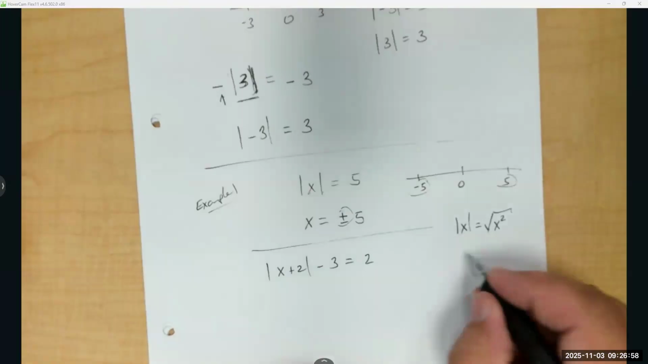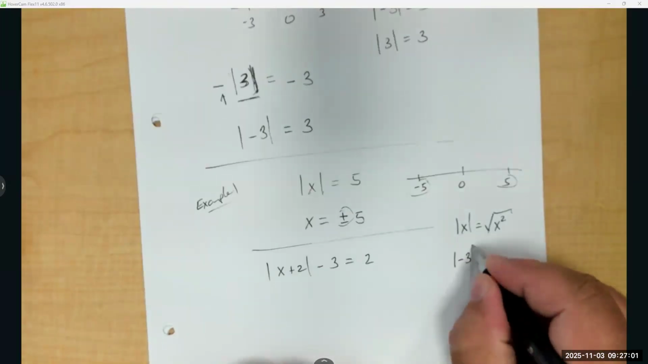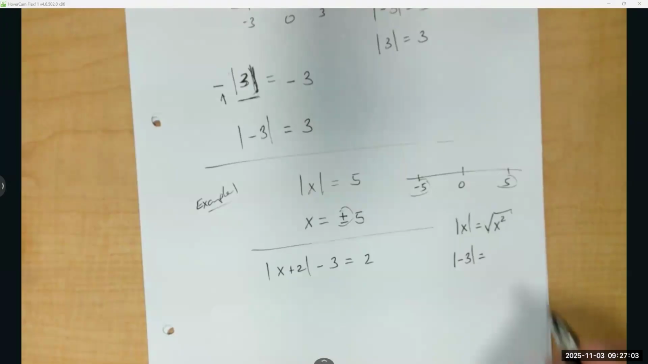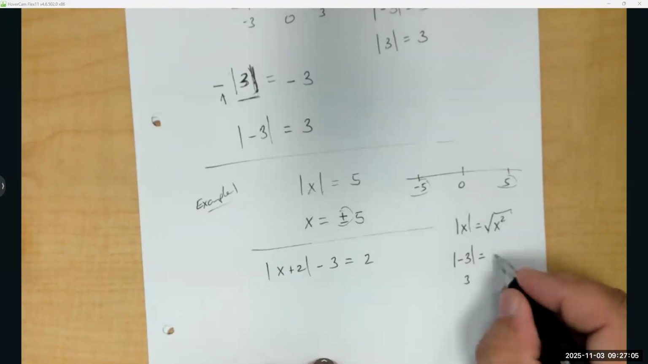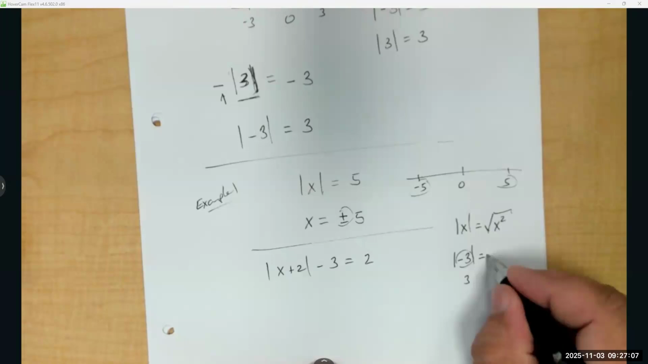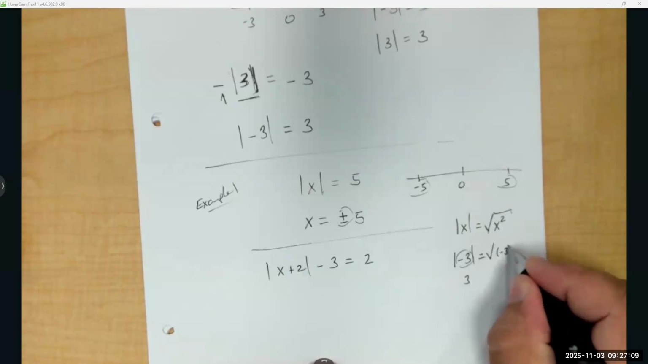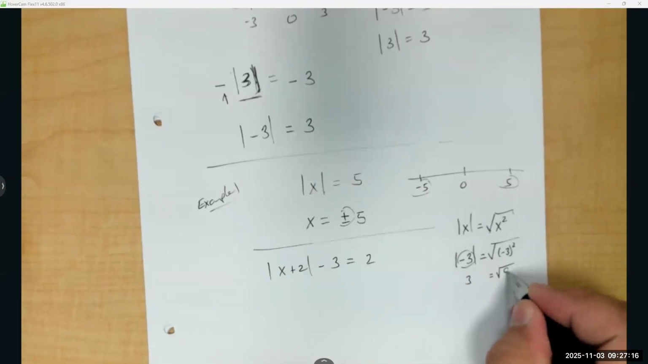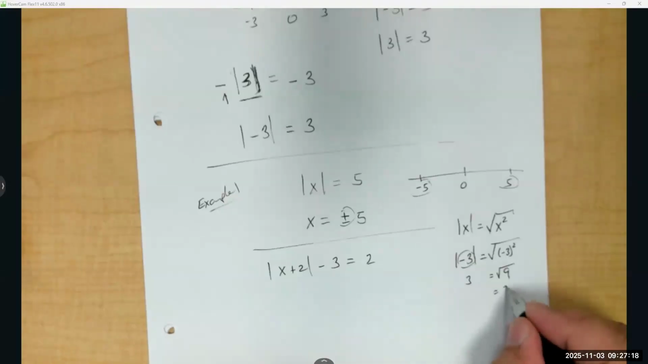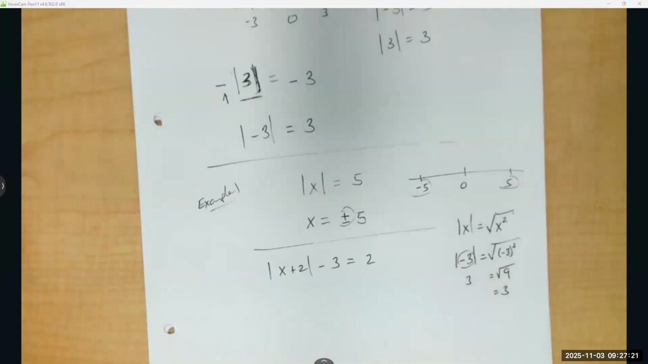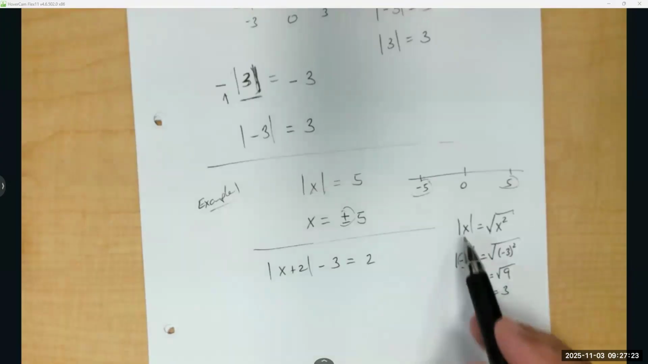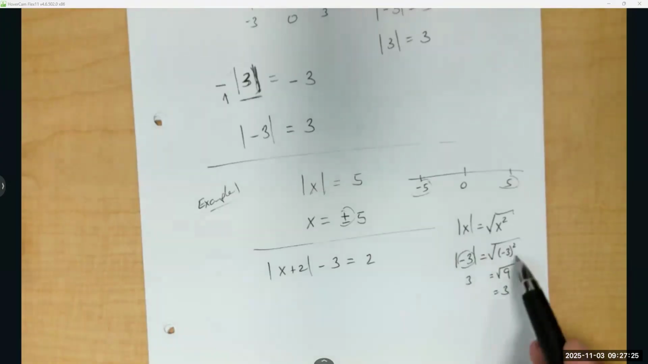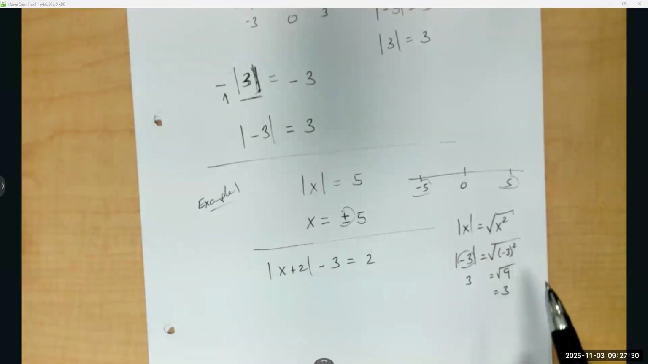Don't believe me? Well, what's the absolute value of negative 3? Let's look at it this way. This is my x value. So square root of negative 3 squared. What is negative 3 squared? What's the square root of 9? So it's the same thing. Because what an absolute value does, it gets rid of the negative. Well, that's what the square does. When you square a number, it becomes positive, and then you square root.